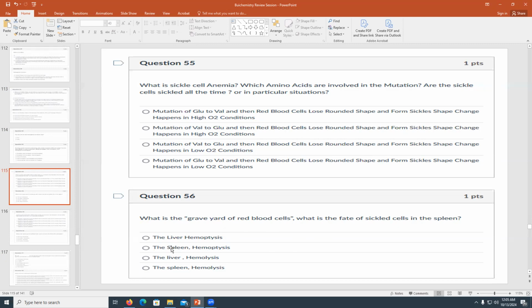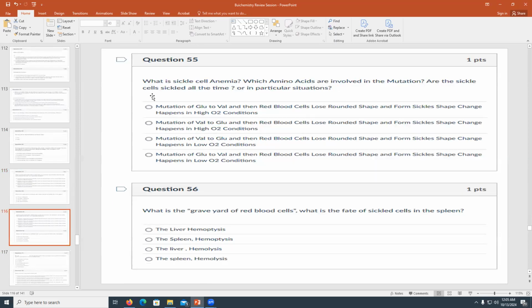The spleen. And what is the fate? It is hemolysis. Lysis is breakdown. Hemo is blood. Hemolysis is breakdown of blood. That is the spleen and hemolysis. That's the answer. The graveyard of blood cells is the spleen. What happens is hemolysis. What is sickle cell anemia?